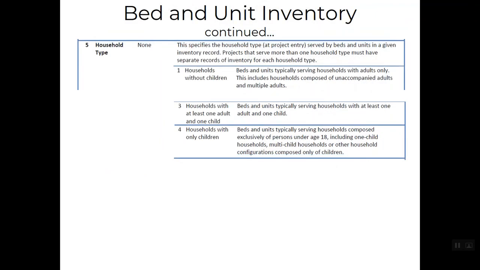Household type, again, are you serving households without children, which in common language we typically refer to as single adults; households with at least one adult and one child, which in common language we typically refer to as families; and then households with only children, which in common language would be juvenile parents. So these are moms or dads that are under the age of 18 years old and also have children with them.